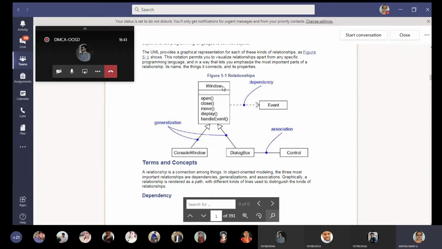Here, the window class is depending on some event. If it is not depending on this class, then this won't exist. You know the dependency relationship, right? If two things are there, here two classes, and one is depending on the other, a change in one thing may affect the other thing. Then we give the dependency relationship.